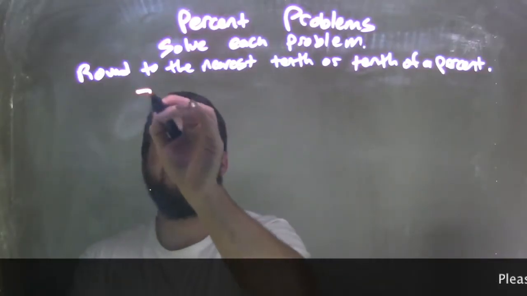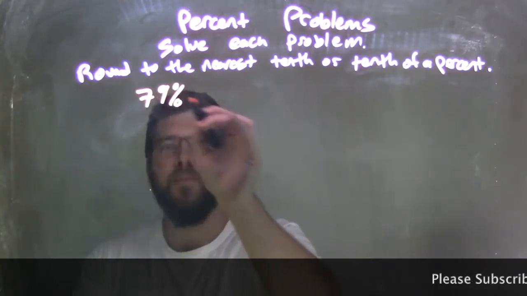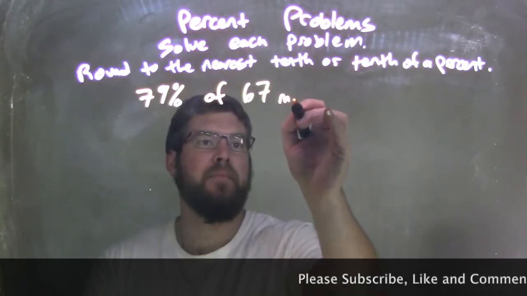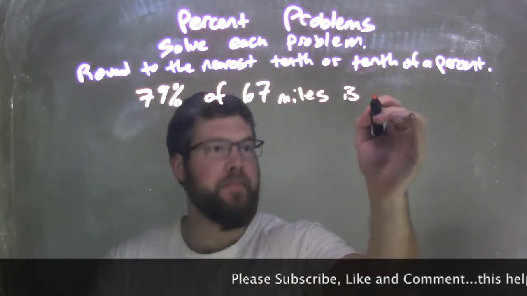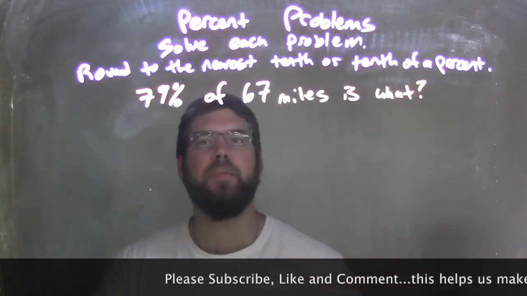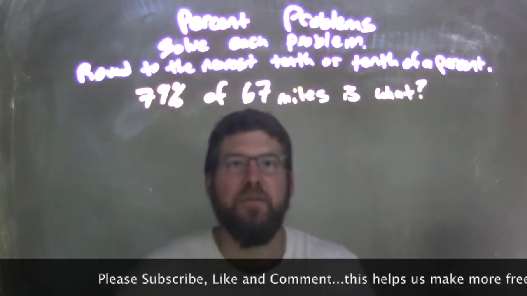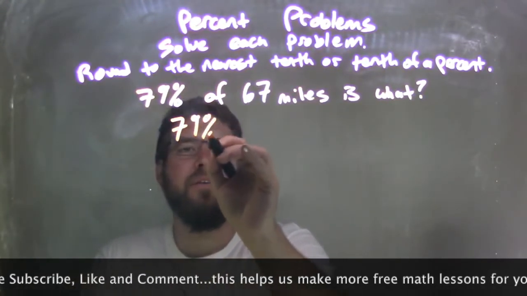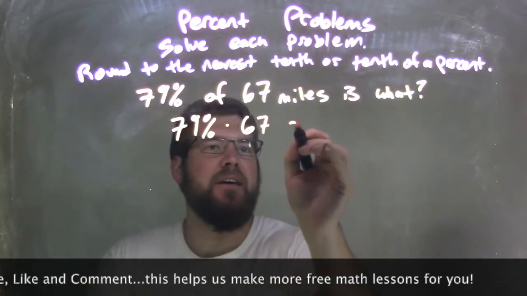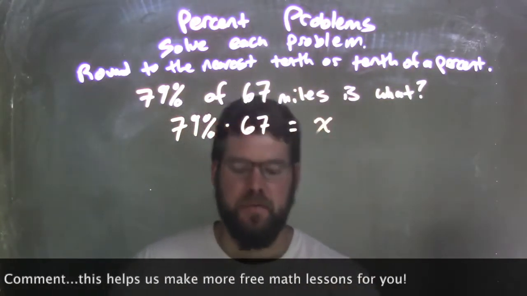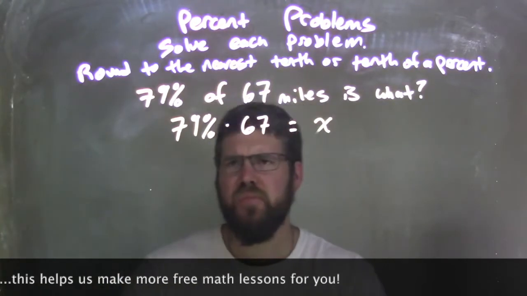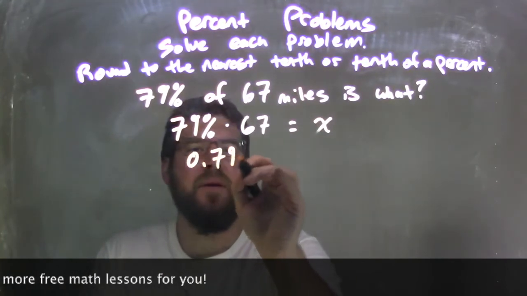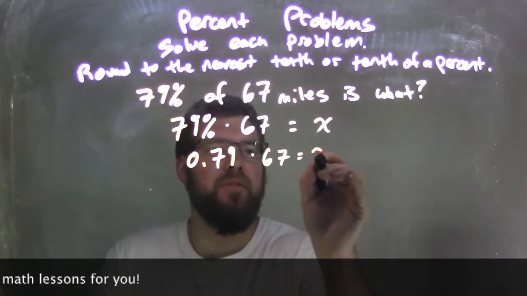I was given this problem. 79% of 67 miles is what? Okay, so 79% of 67 miles is what? Let's see if I can write this into an equation. 79% of, multiplied by 67, is what? That's our variable x there. Now we're in miles. So I need to convert 79% to a decimal to multiply it out. So I have 0.79 times 67 equals x.